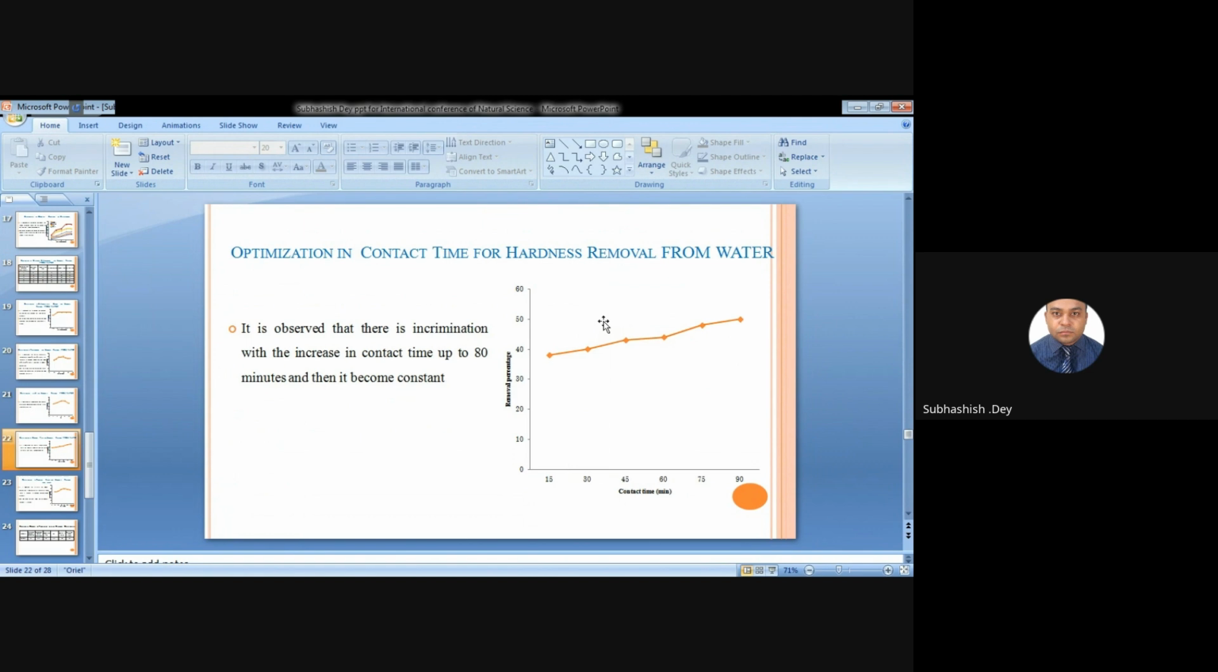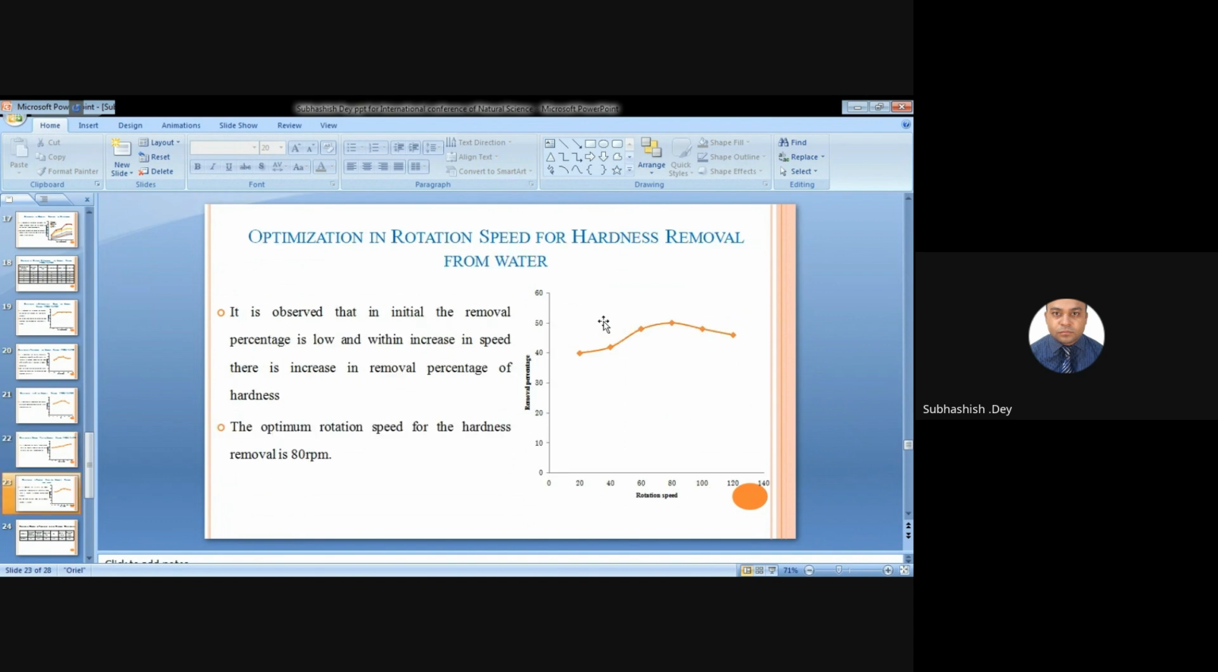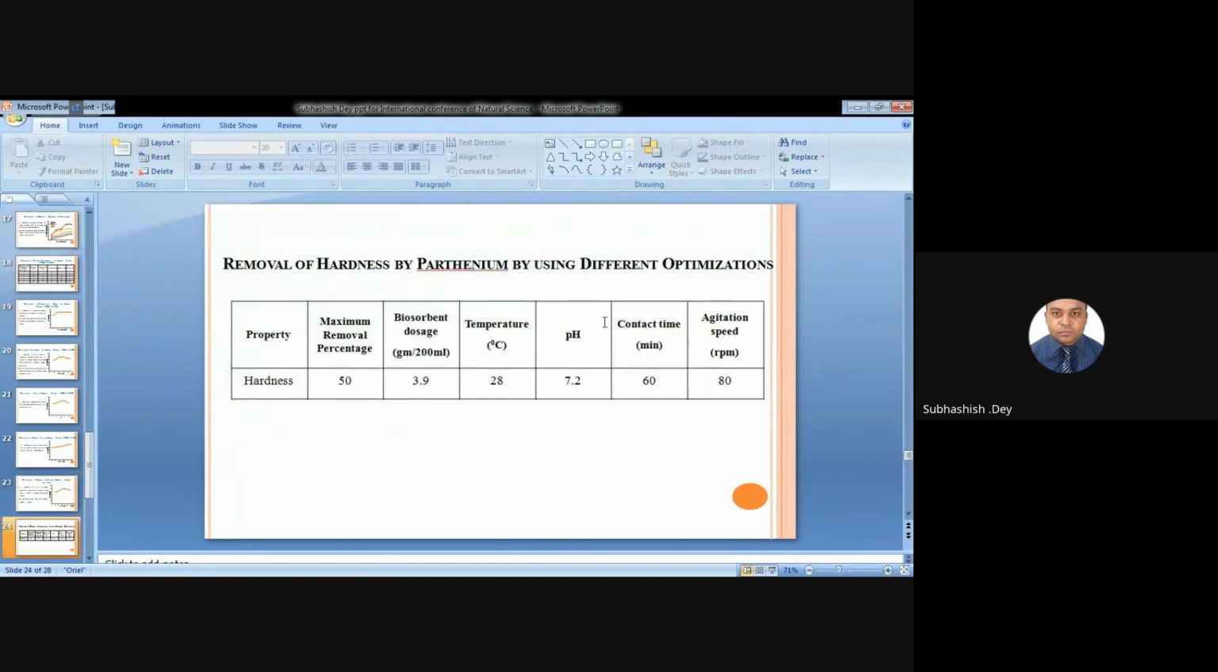This is nearly 80 minutes of contact time. Then for the rotation speed, the optimum we get is 80 RPM. This is the optimization process for the removal of hardness from the water using the biosolvent. So this is the maximum removal we get: hardness removal is 50%, biosolvent dosage is 3.9 gram, temperature 28 degrees centigrade, optimum pH is 7.2, contact time is 60 minutes, and shaker speed is 80 RPM.